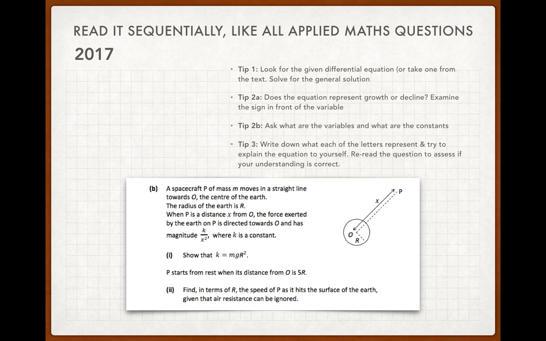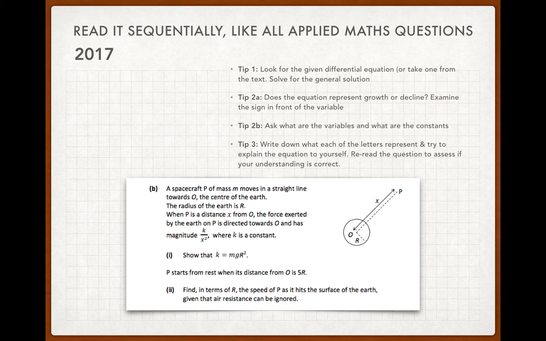Second question. Pause the video and go through the tips. Okay, you should have that done. Now there's a little bit of a trick here, and I'll read the question straight away. A spacecraft moves in a straight line towards the Earth. So the spacecraft is going from P to O. Radius of the Earth is r when P is at a distance x from O. So that means that P is away from O, and away is very, very important there.